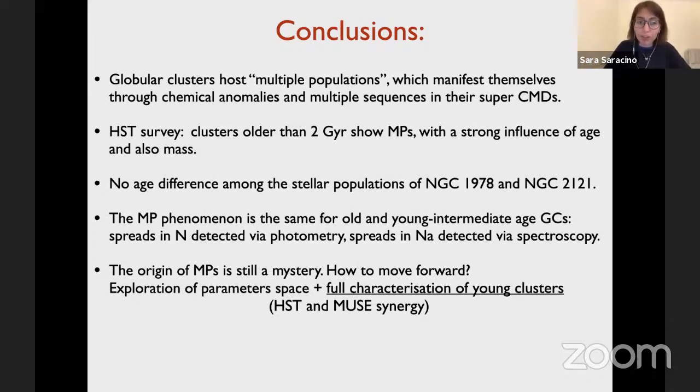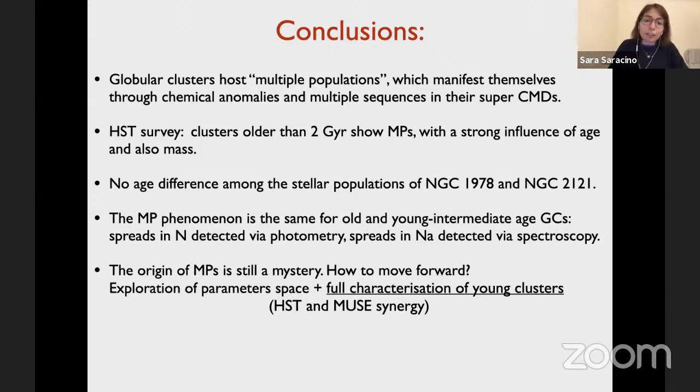But also, in the very last part of the talk, I have shown you that the multiple population phenomenon is the same for both old and young intermediate age clusters, because they show spreads in nitrogen that are detected via photometry, as well as spreads in sodium detected via spectroscopy. But as you have already heard, the origin of multiple populations is still a mystery. We don't really know how this phenomenon appears and occurs in all these stellar objects.